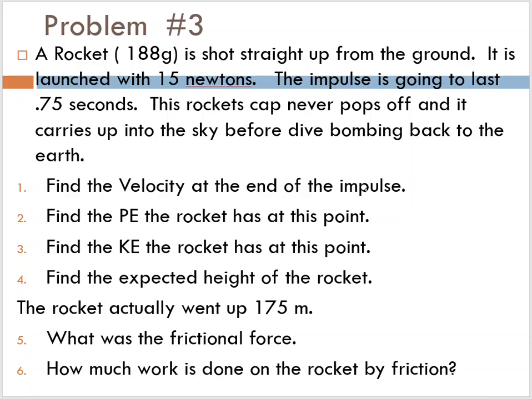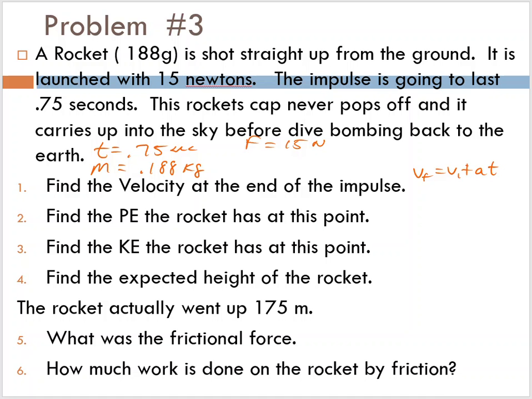Well, they tell us that the impulse lasts 0.75 seconds. So my time is 0.75 seconds. I know that my mass is equal to 0.188 kilograms, and that the force is 15 newtons. So we could say then that the velocity, Vf equals Vi plus At.